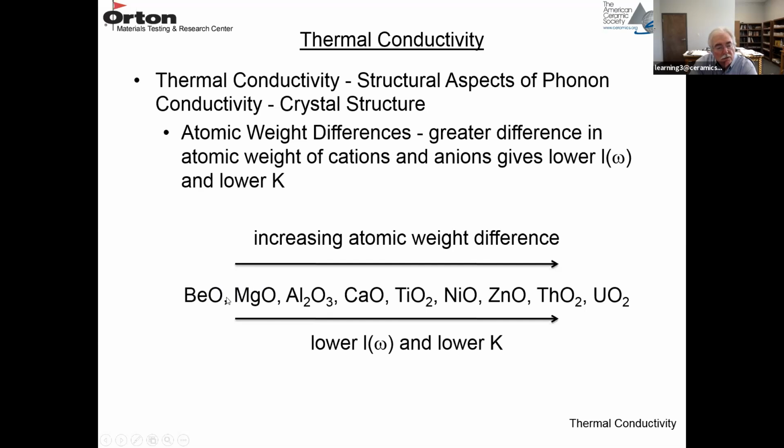And if you go across from left to right, you end up here with thorium oxide, uranium oxide, heavy elements. So from left to right, the conductivity decreases as the mean free path decreases. Beryllium oxide is an excellent high temperature material, but it's very toxic, so you can't use it. It would make a high thermal conductivity refractory, but it's very toxic.